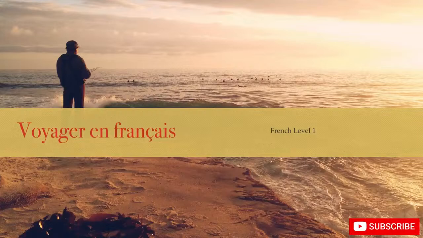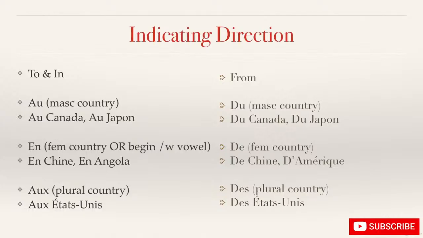In this lesson, we're going to be talking about traveling in French, or voyager en français. So how do we indicate direction? One point that's pretty challenging for French learners is that in English, we say, I'm going to France, and it's just the one word, just to. However, in French, we have a variety of different words that we would use. So to France is actually a little bit more complicated than it would be in English.